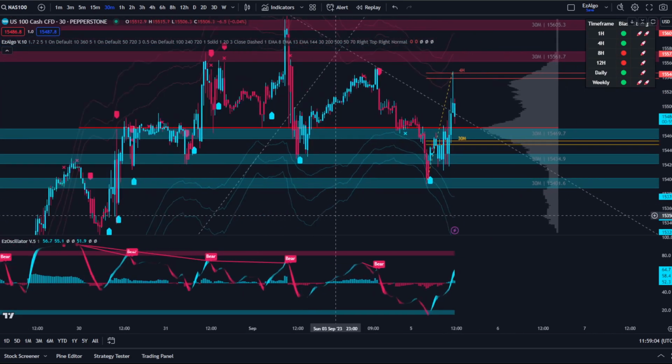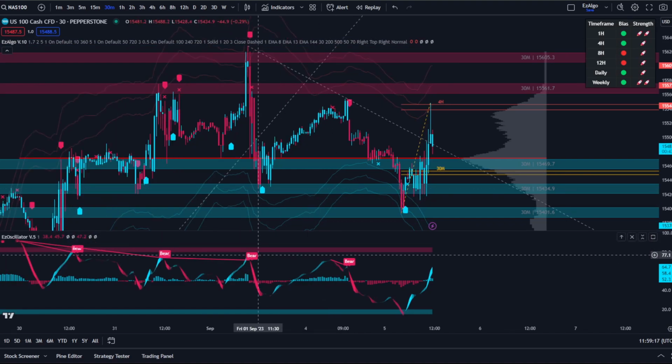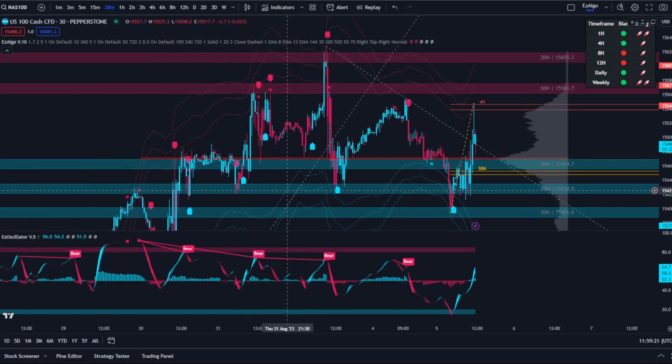Now for the EZ oscillator, which we have updated in the V5 version, we've added more divergences. Previously you wouldn't see all of these divergences, maybe one here. You probably wouldn't see that one, probably wouldn't see this one. We've added these divergences in real time. So this is a non-repaint divergence indicator.